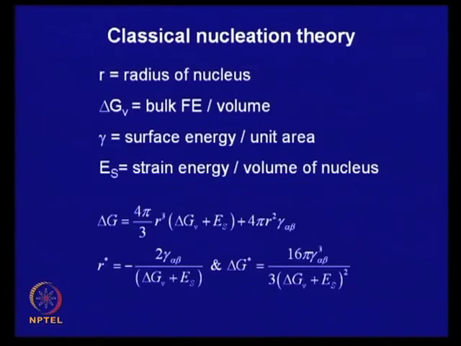Now, a quick look at this. If r is the radius of the nucleus, this is the bulk free energy per unit volume, this is the gamma, and you can quickly write this. And I will leave it to you, because it is exactly the same procedure.